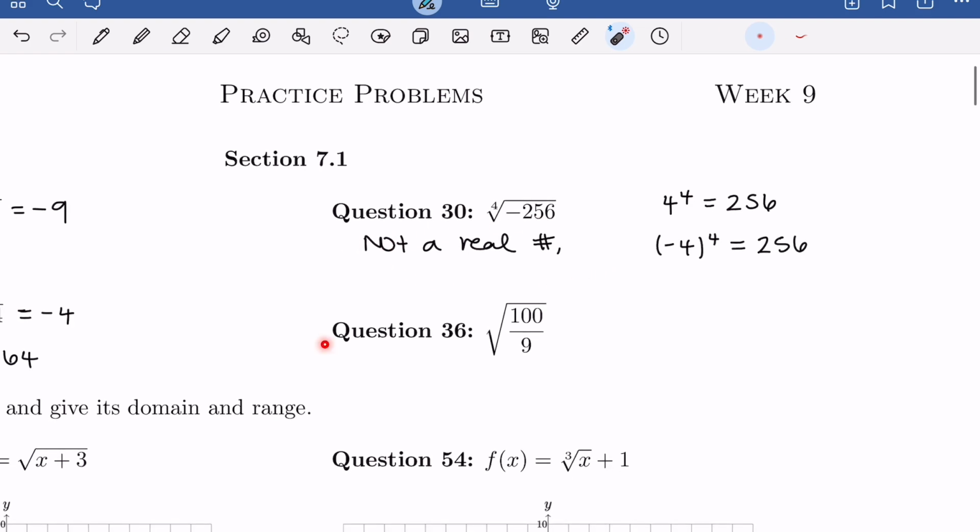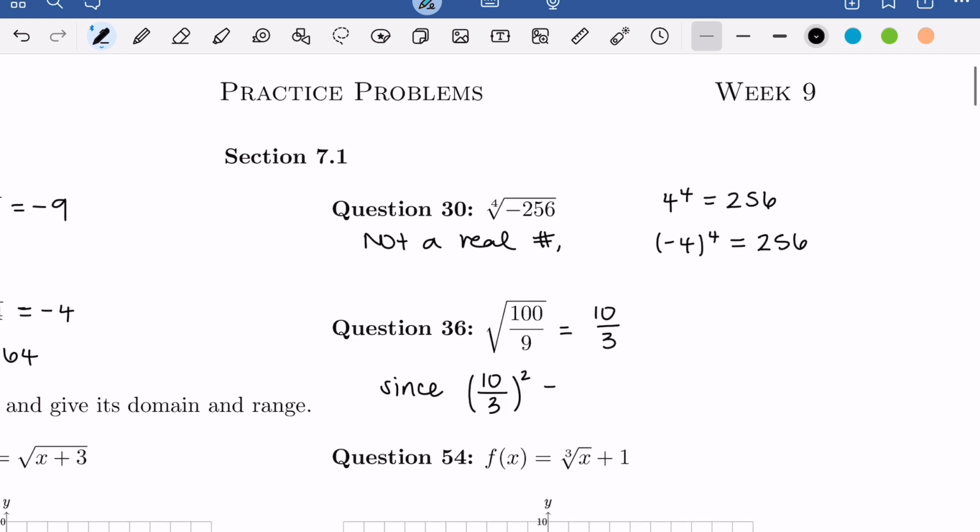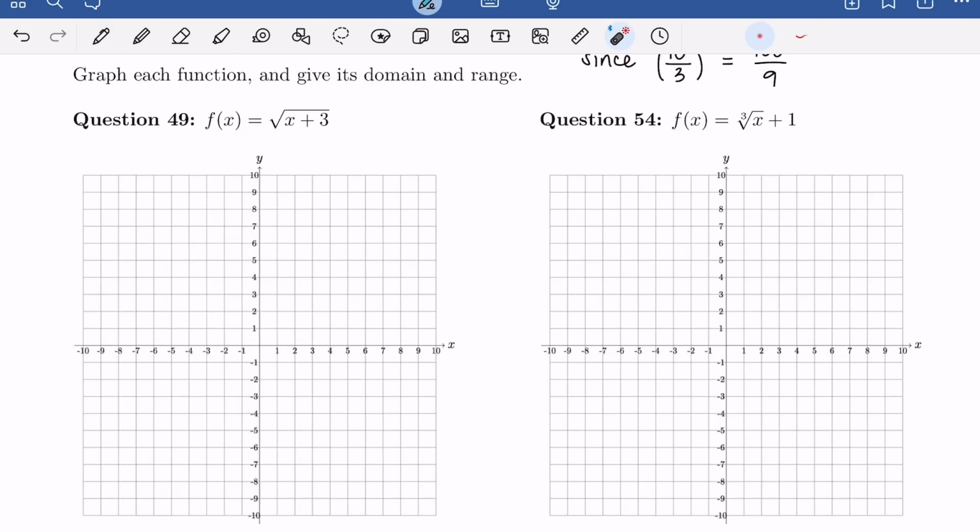All right, let's look at this next example here. We have the square root of this fraction now. Both 100 and 9 are perfect squares, so when we evaluate this, the answer here is just going to be 10 over 3, and this is because 10 over 3 raised to the second power here would give us 100 over 9. So that would be our answer for this one, 10 over 3.